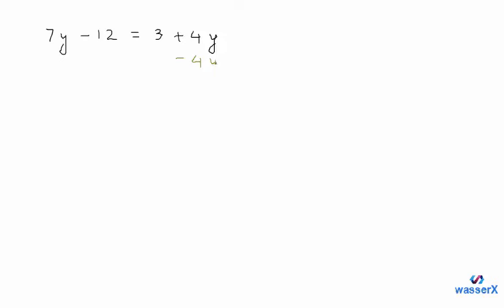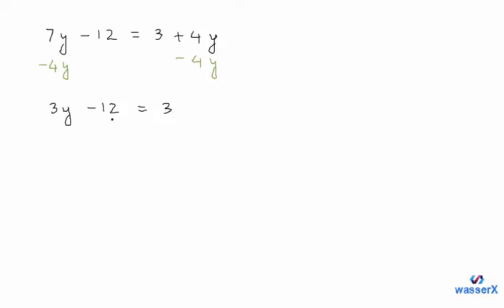Now what that will do is, it will nullify or cancel the plus 4y on the right hand side, so you have a 0 here. And if you do that, don't forget to do the same thing on the other side. Therefore, we have 7y minus 4y, which is 3y, minus 12 is equal to 3 plus 4y minus 4y, which is 0. 3 plus 0 or 3 minus 0 doesn't matter. It's just 3. Now, you just have a y on the left hand side of the equation. There's no y on the other side. The other side is a constant number, 3.